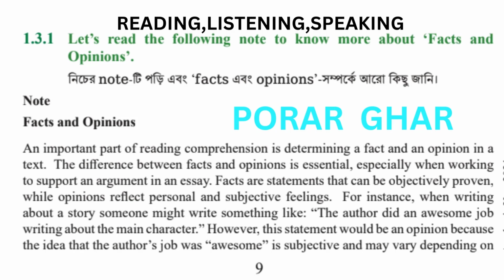Facts are statements that can be objectively proven, while opinions reflect personal and subjective feelings. For instance, when writing about a story, someone might write something like, "The author did an awesome job writing about the main character." However, this statement would be an opinion because the idea that the author's job was awesome is subjective and may vary depending on the reader.